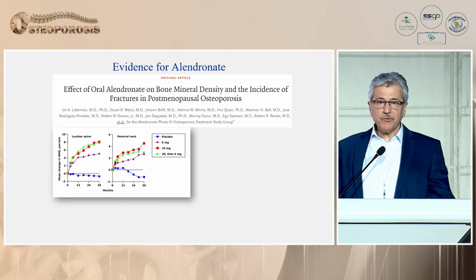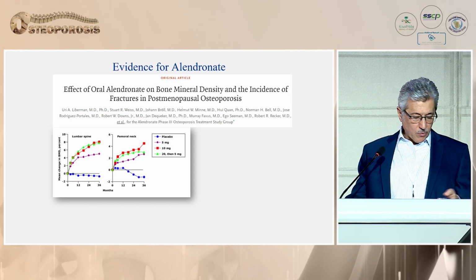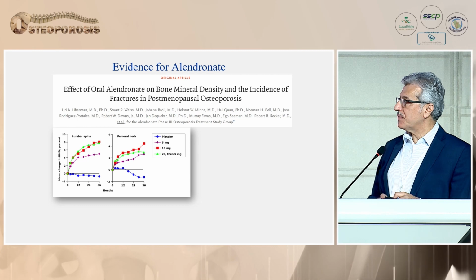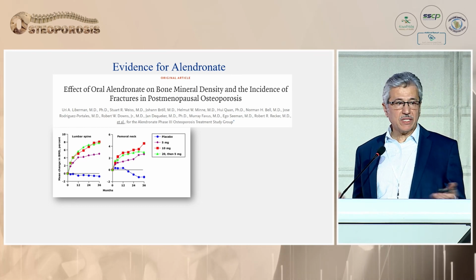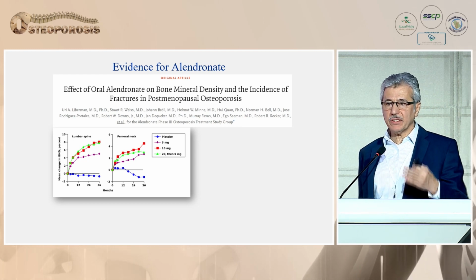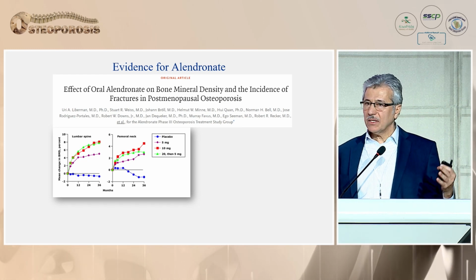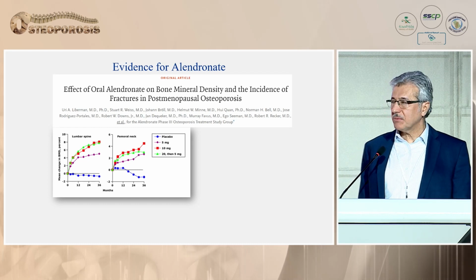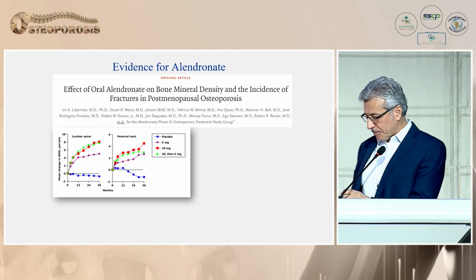Now, if we go to those agents one by one, alendronate was the first to come. There are a lot of studies. It came in 1995, so you can imagine we have a huge amount of experience with this agent, and this is one reason why we always put it as a first-line oral bisphosphonate.